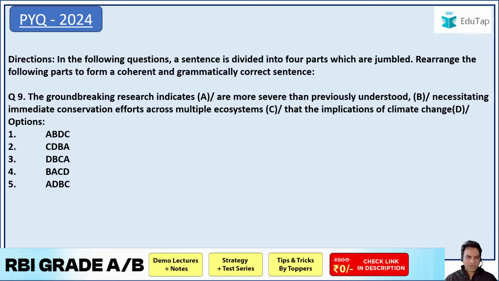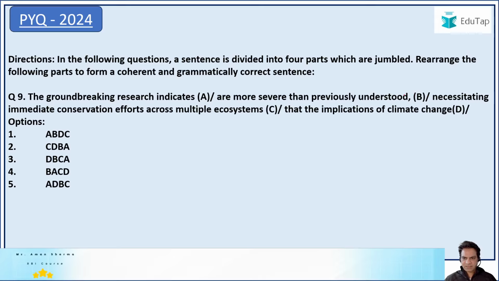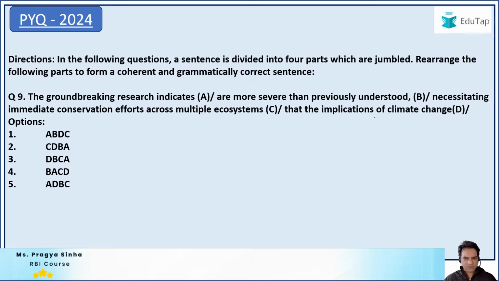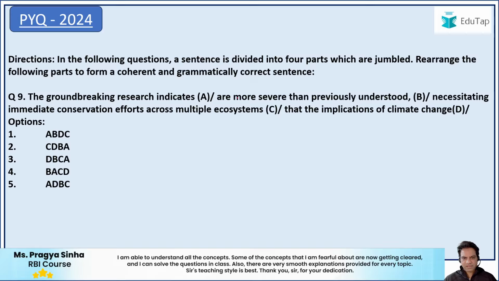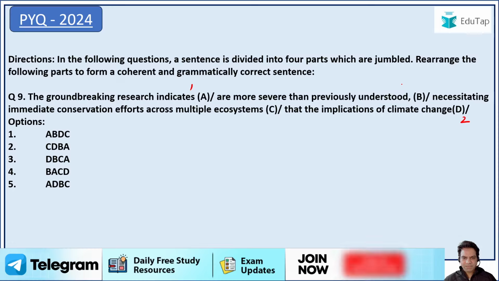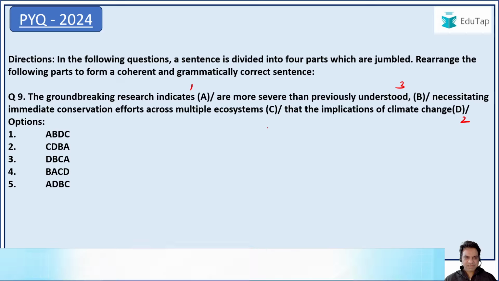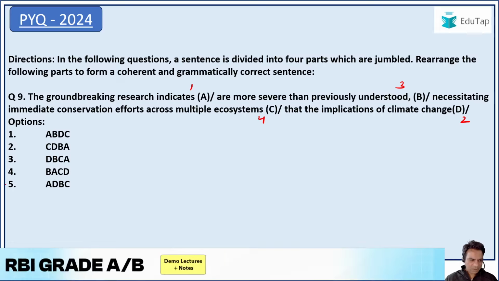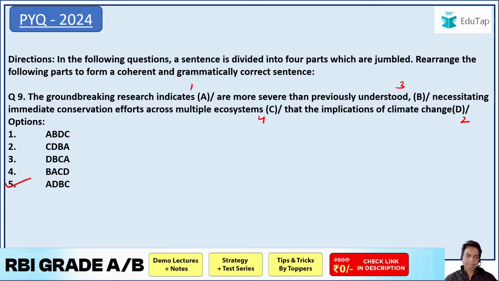The groundbreaking research indicates, B cannot be first. Indicates necessitating immediate conservation, or indicates that the implication of climate change are more severe. So I think this should be 1, that D should be 2, then it should be B, are more severe than previously understood, necessitating immediate conservation efforts across multiple ecosystems. So it should be A, D, B, C. Is there an A, D, B, C? Yes, option 5 is your correct answer.